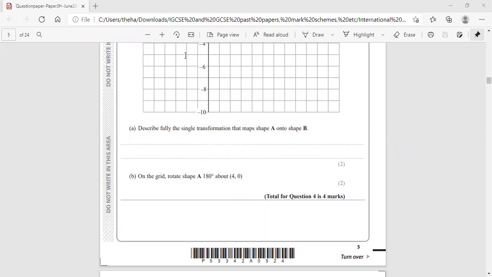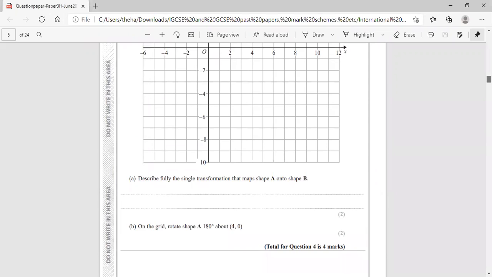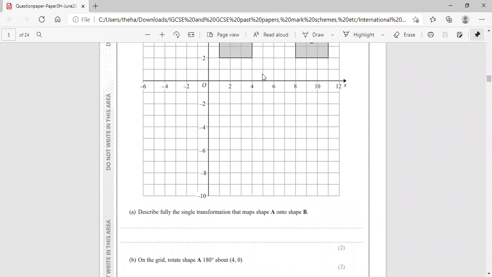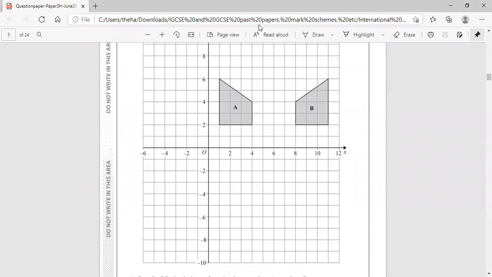So we're going to have to do a rotation here. You could use tracing paper for this, but there's an easier method. So we need to find out the point. So it's going to be 4, 0. So let's just draw that in. Let's go a bit further up. Okay, let's go. So 4, 0 is right here.